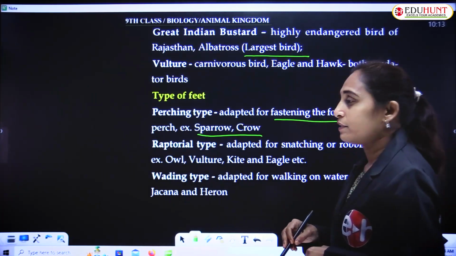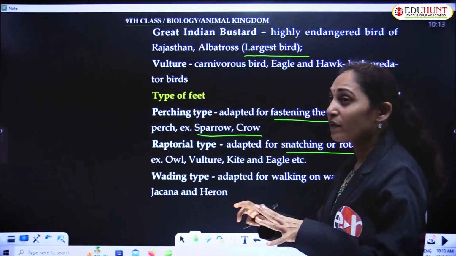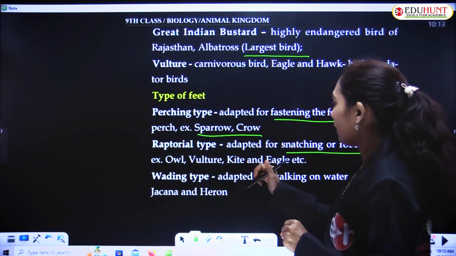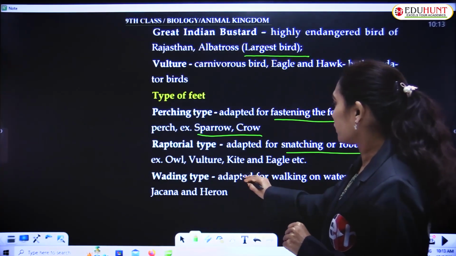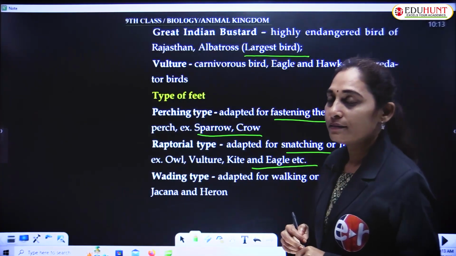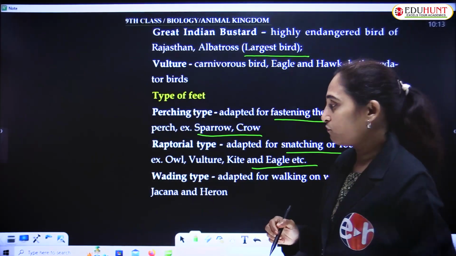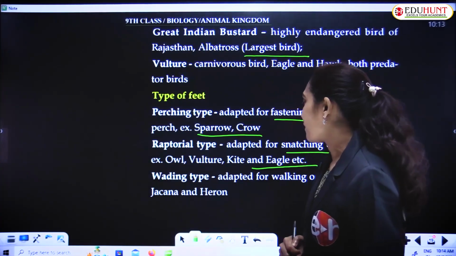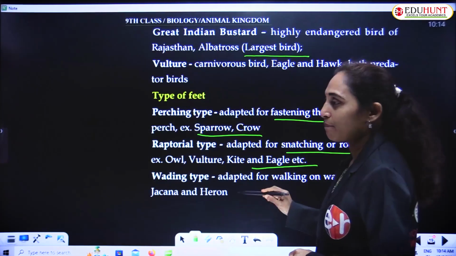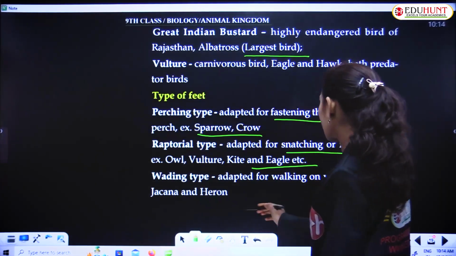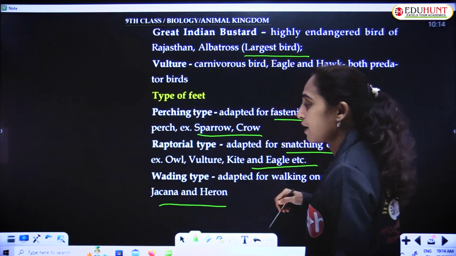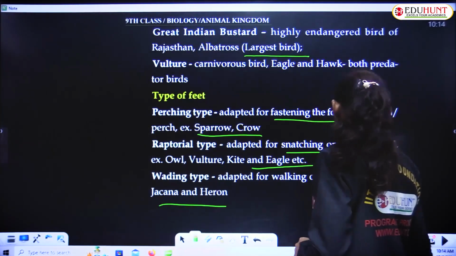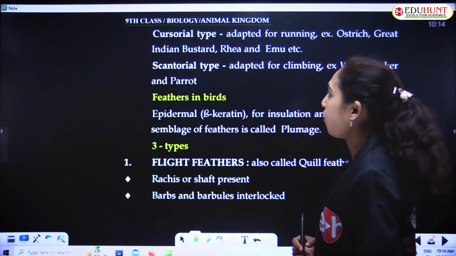Raptorial type of feet are adapted for snatching or robbing food. Examples are owl, vulture, kite and eagle. They just rob the food. Wading type of feet are adapted for walking on water surfaces. Examples are jacana and heron. They just walk over the surface of the water.